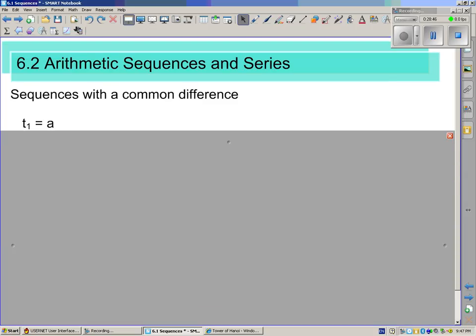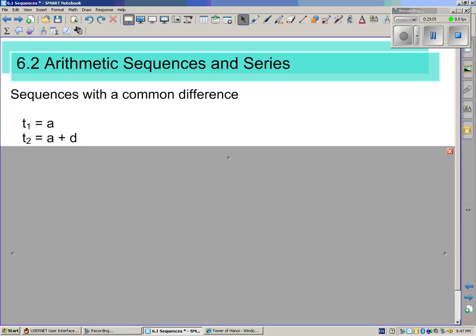Term number 1 is A. How do I get term number 2? This is the recursive part. I would take term number 1 and add a number to it. We're going to call that number D. So we'd have term number 1, which is A, plus D.